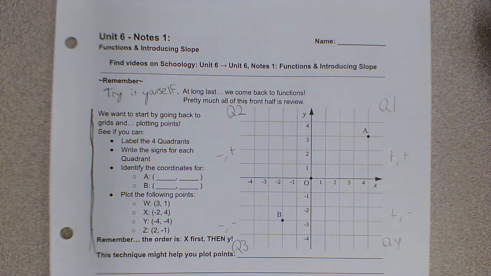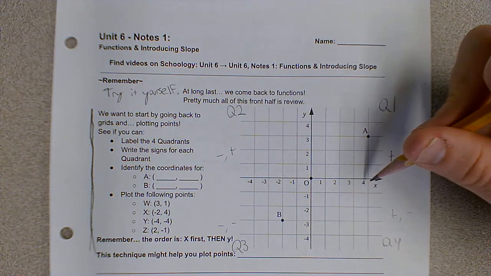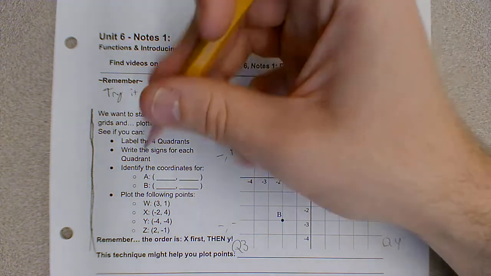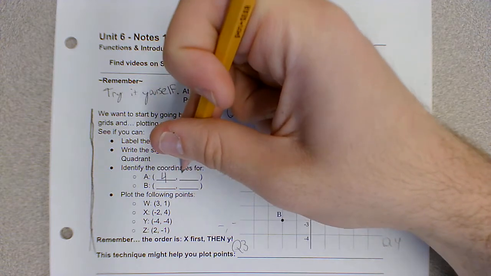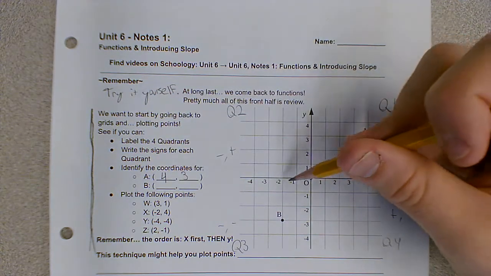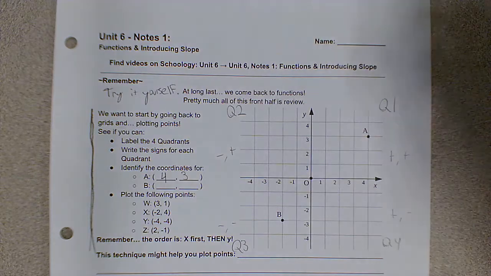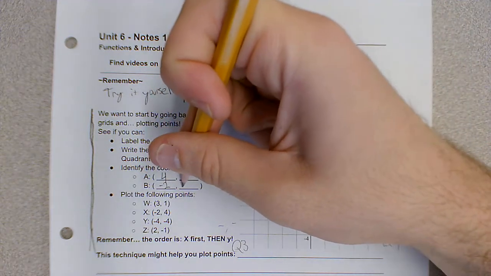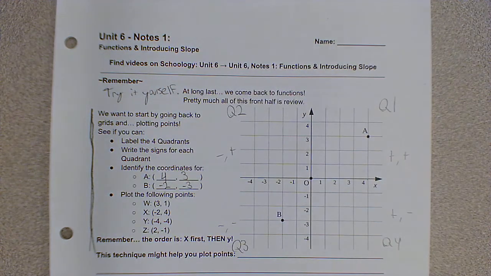We also got to make sure we know how to identify our points. So we go over to 4, up to 3 for A: 4, comma 3. Then for B, we go over to negative 2, down to negative 3: negative 2, negative 3. Okay.